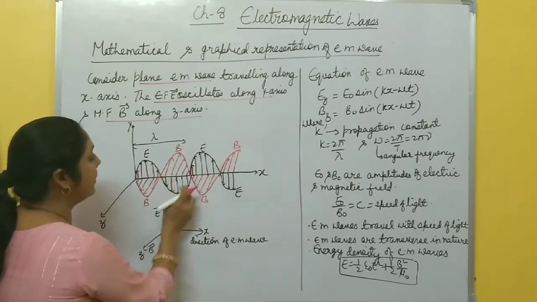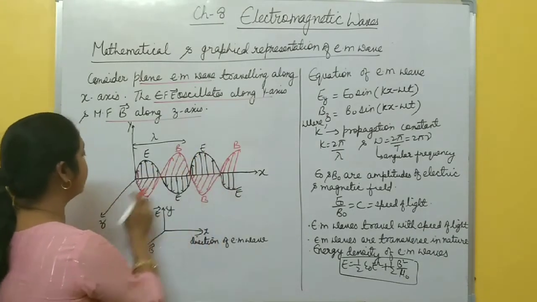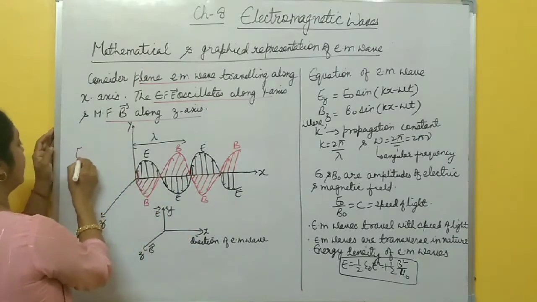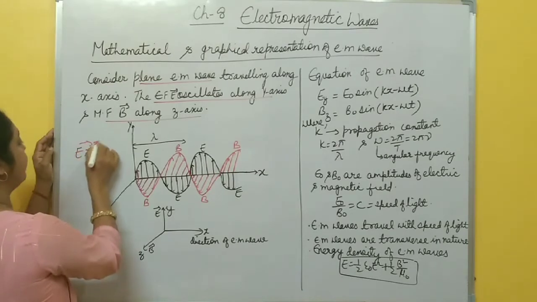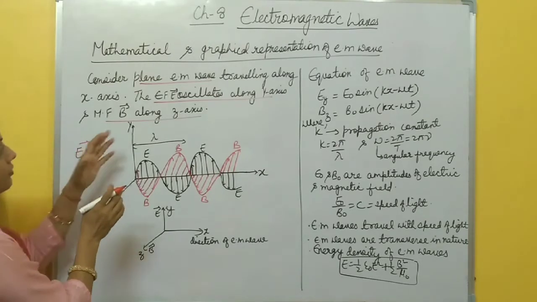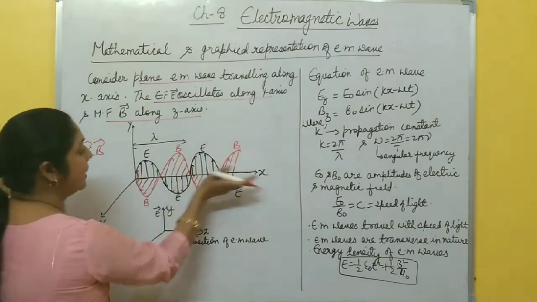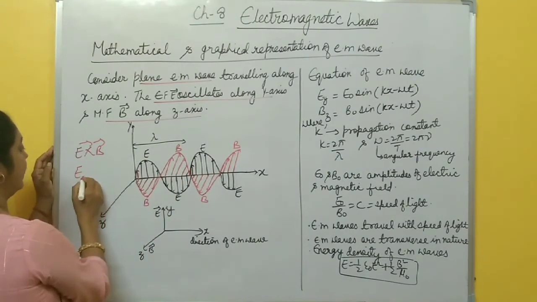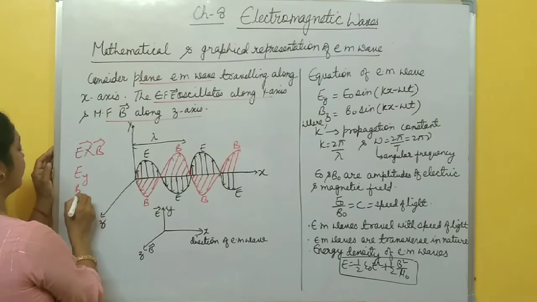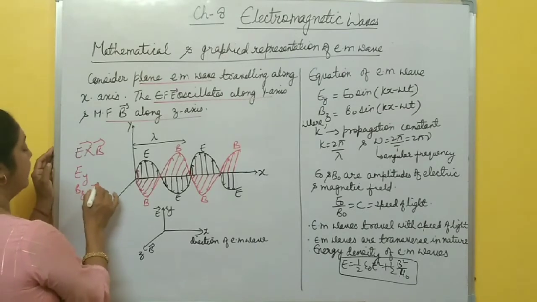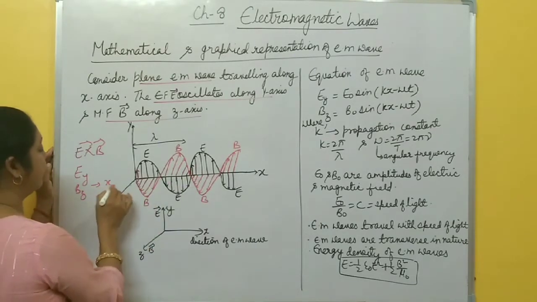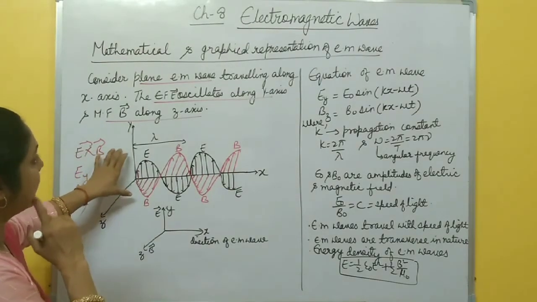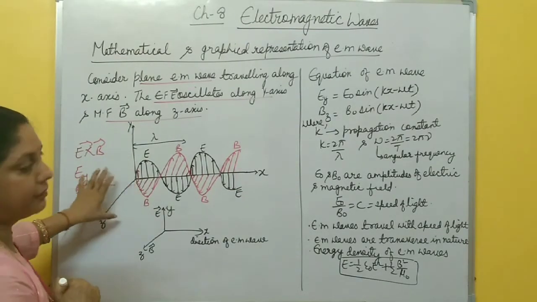In this way electric field is oscillating along y-axis, magnetic field is along z-axis, and perpendicular to this E and B, it means E cross B gives the direction of electromagnetic waves. It means if electric field is along y-axis, magnetic field is along z-axis, then direction of propagation of electromagnetic wave is along x-axis. In this way you represent electromagnetic wave graphically, right?